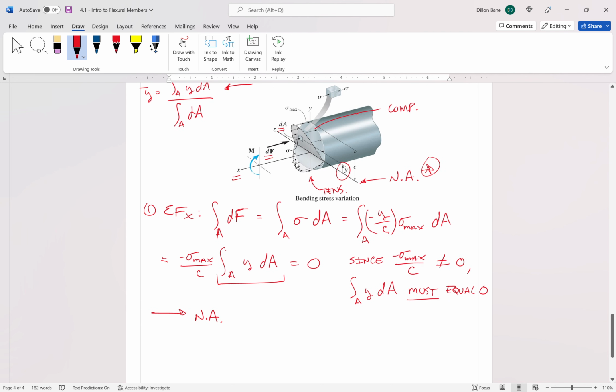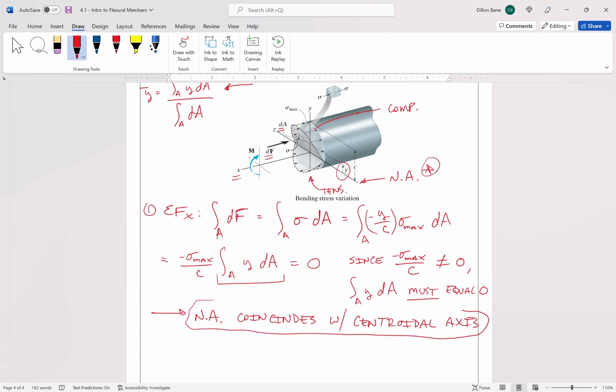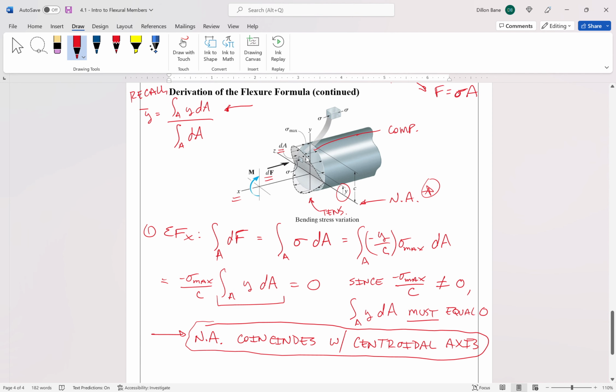What this tells us mathematically then is that our neutral axis coincides with the centroidal axis. Which is huge, right? Our neutral axis is now not just some arbitrary point on the cross section. We now know mathematically that our neutral axis coincides with our centroidal axis, and we've been doing that all the way up to this point in this semester, where we've been calculating where the centroid of a shape is.